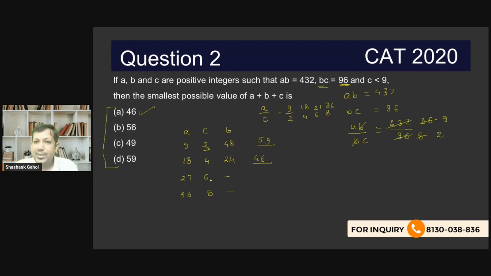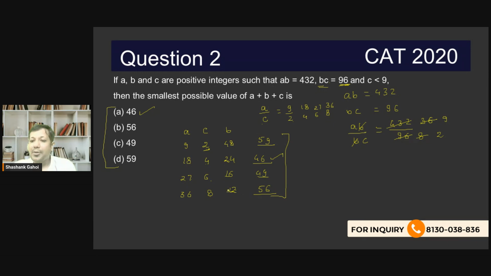Now, if C is 6, then B should be 16. 16 plus 6 is 22, 22 plus 27 is 49. And for 8, B should be 12, so this comes out to be 56. So which is the smallest value? That is 46. Now the problem with this question is that all the possible values are given in the options, so your job is to check all the possible values.